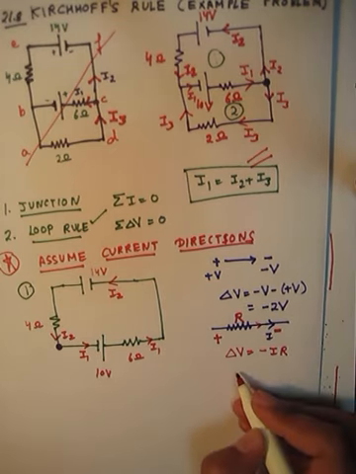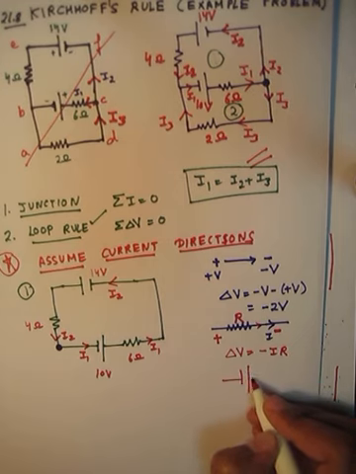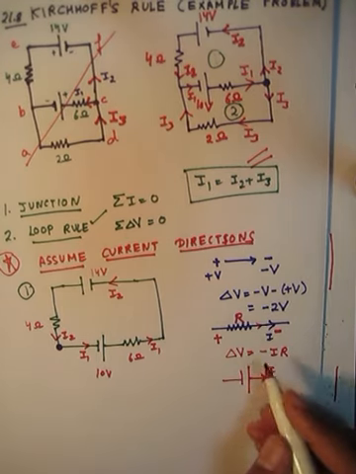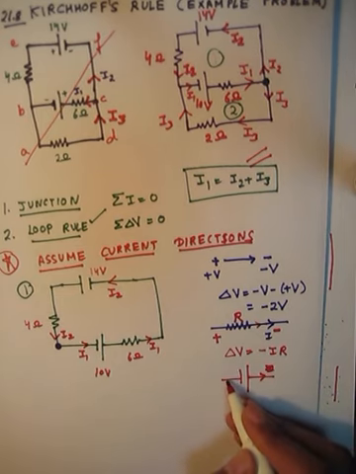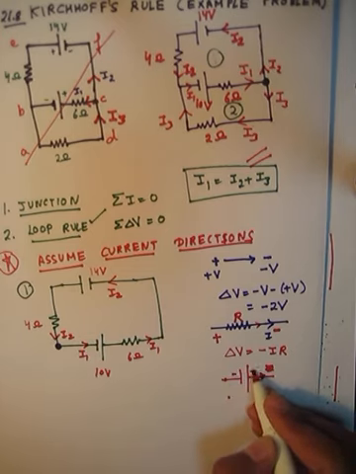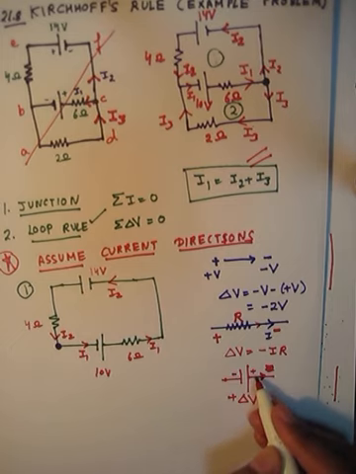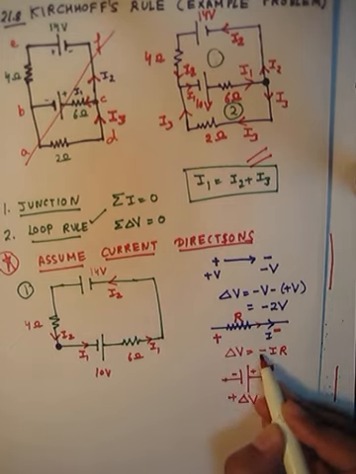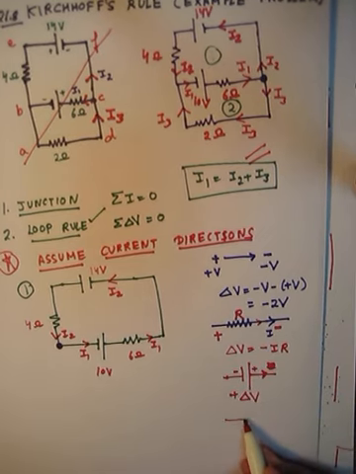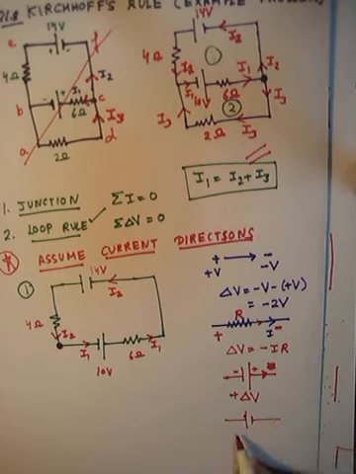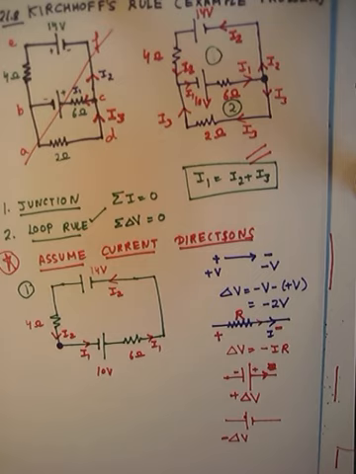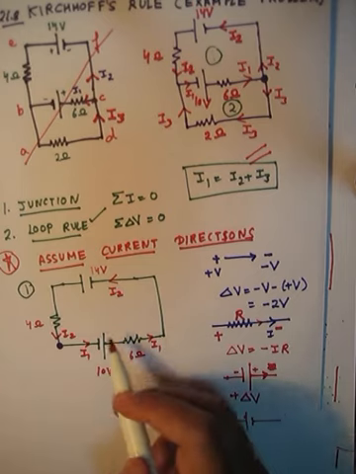Okay. Now suppose there is a battery like this and the current is flowing in this direction. But for a battery, you need not talk about current. If we are moving from minus to plus, it will be plus delta V. If we are moving from plus to minus, then it will be a negative sign with the voltage. If the case is opposite, the change in potential will be the negative of the potential.